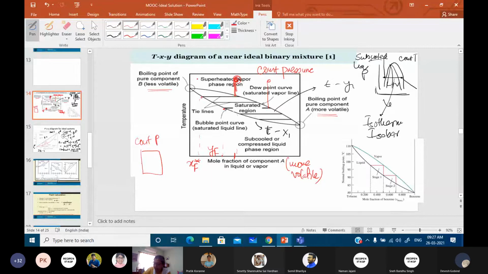Suppose we start with a low composition of the more volatile component, naturally the saturated condition will be closer to the boiling point of the less volatile component. If we start with a composition of say x1 equals 0.9 or something, naturally the saturated condition will be closer to the boiling point of the more volatile component, right?